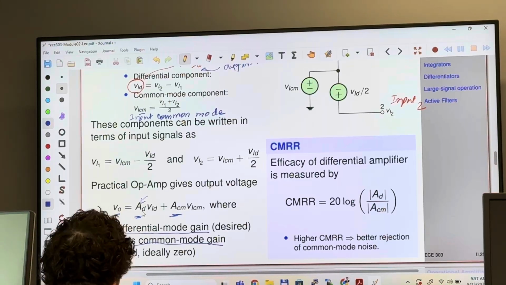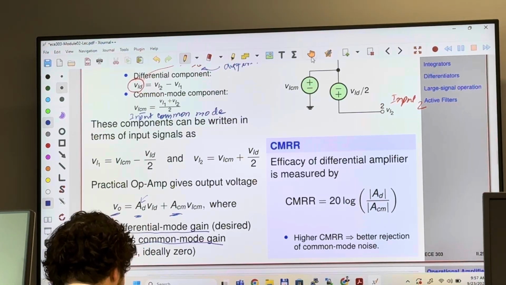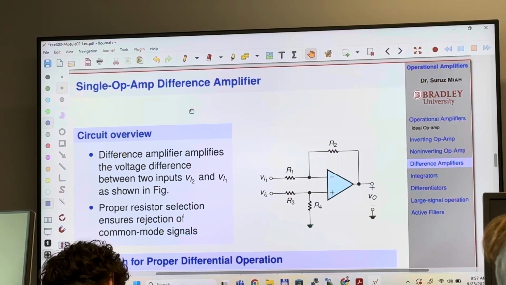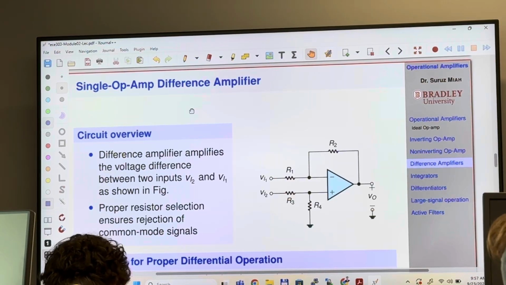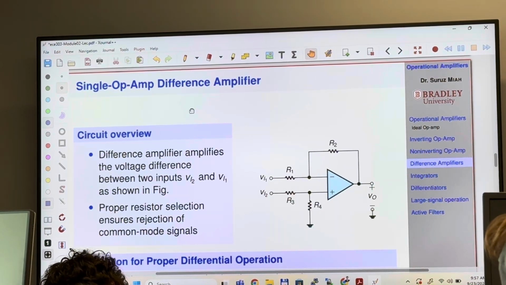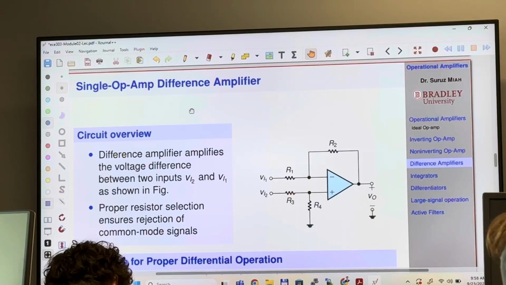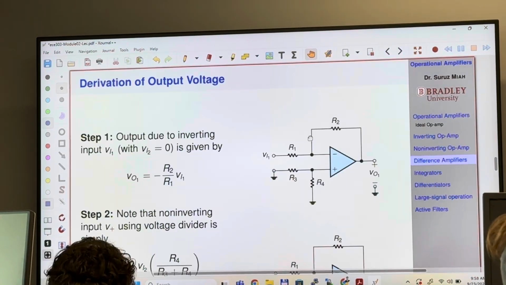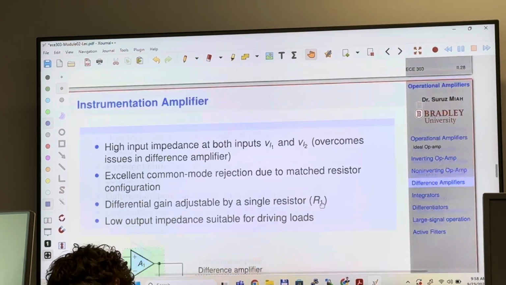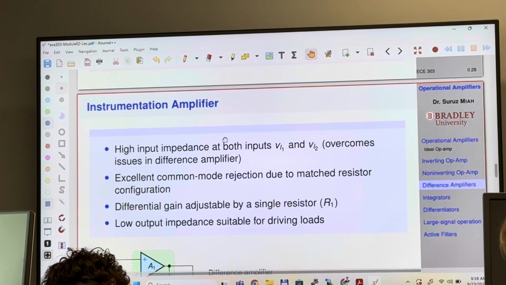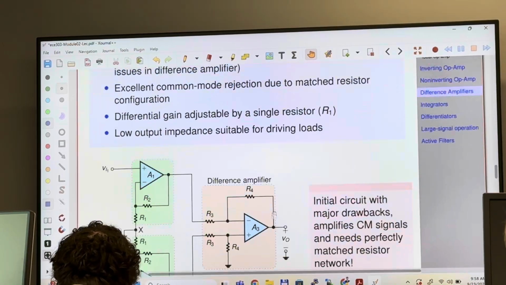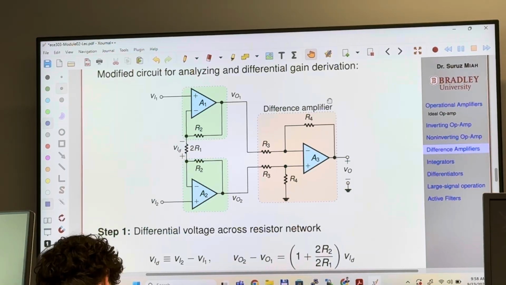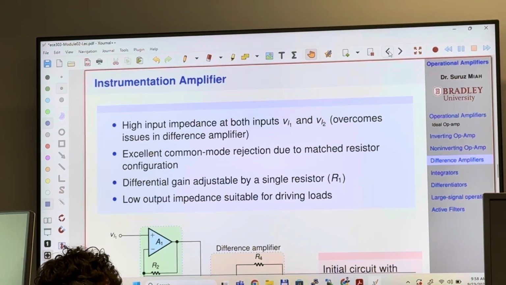Now let's apply this theory in a practical difference amplifier, which is a single op-amp difference amplifier. So try to understand this circuit, because next the instrumentation amplifier is coming, even the complex one. You will see a lot of instrumentation amplifier. You see the complex circuit is coming, but this part of the circuit is exactly what I'm going through now.